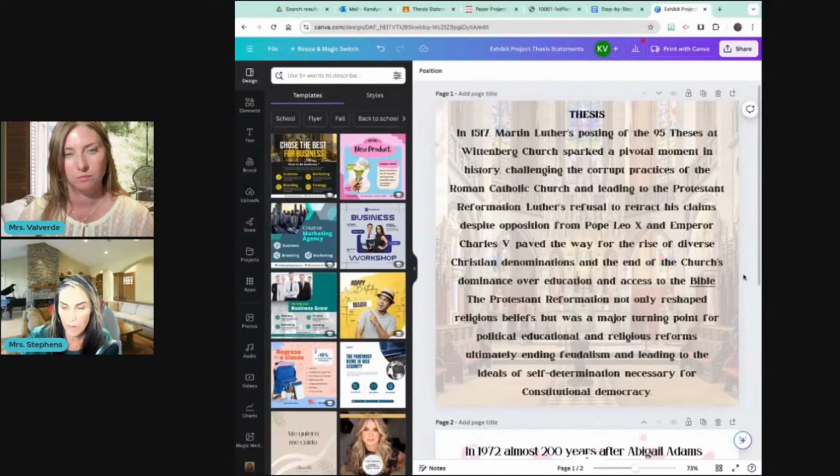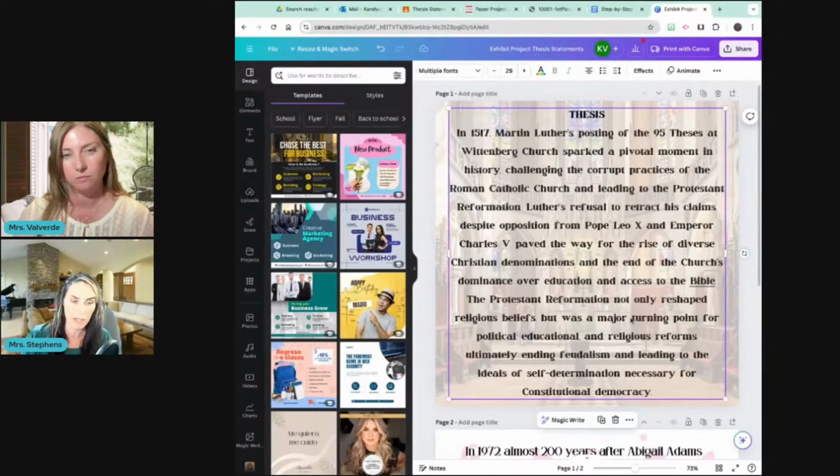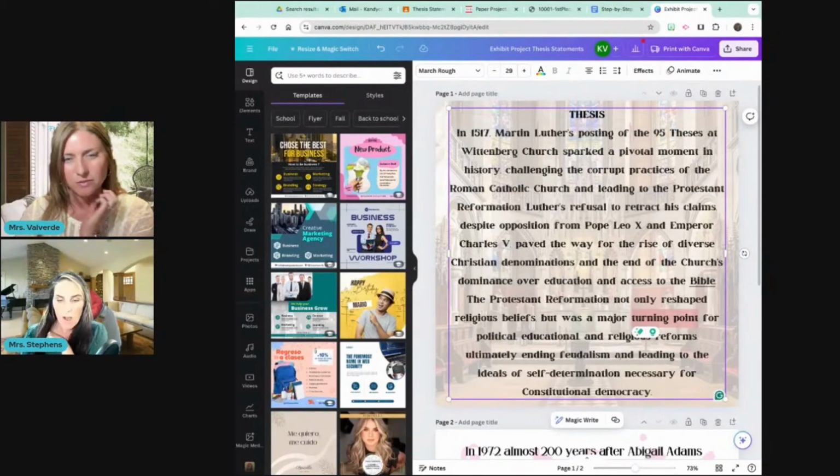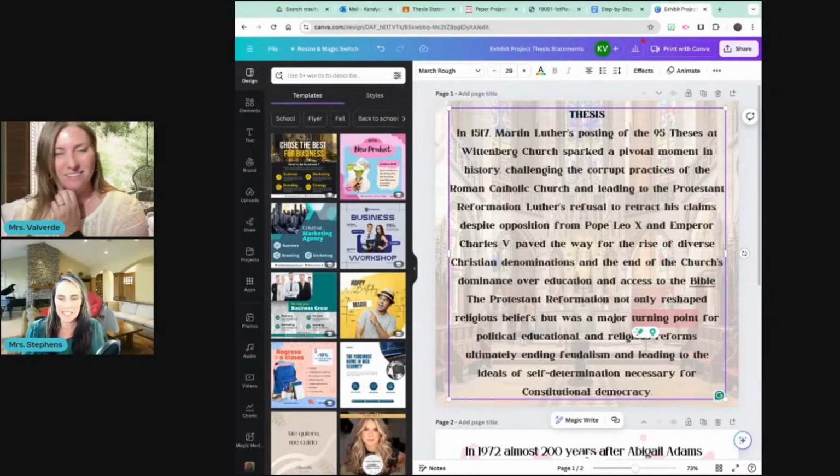The Protestant Reformation not only reshaped religious beliefs, but was a major turning point for political education. Well, it should probably be political, educational, and religious reforms. It is, ultimately ending feudalism and leading to the self-determination necessary for constitutional democracy. And we know constitutional democracy is a great thing to add for significance. So this is really nice.